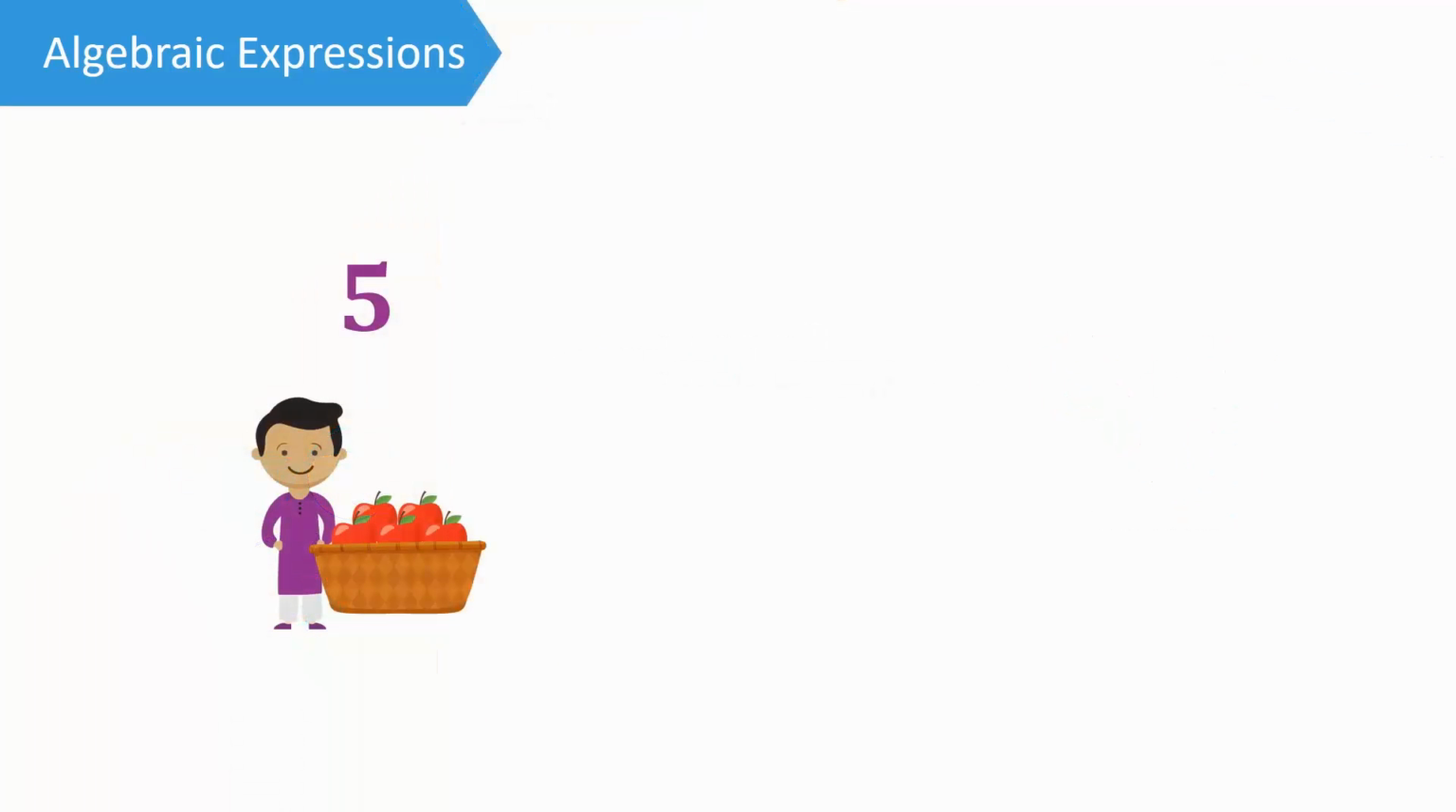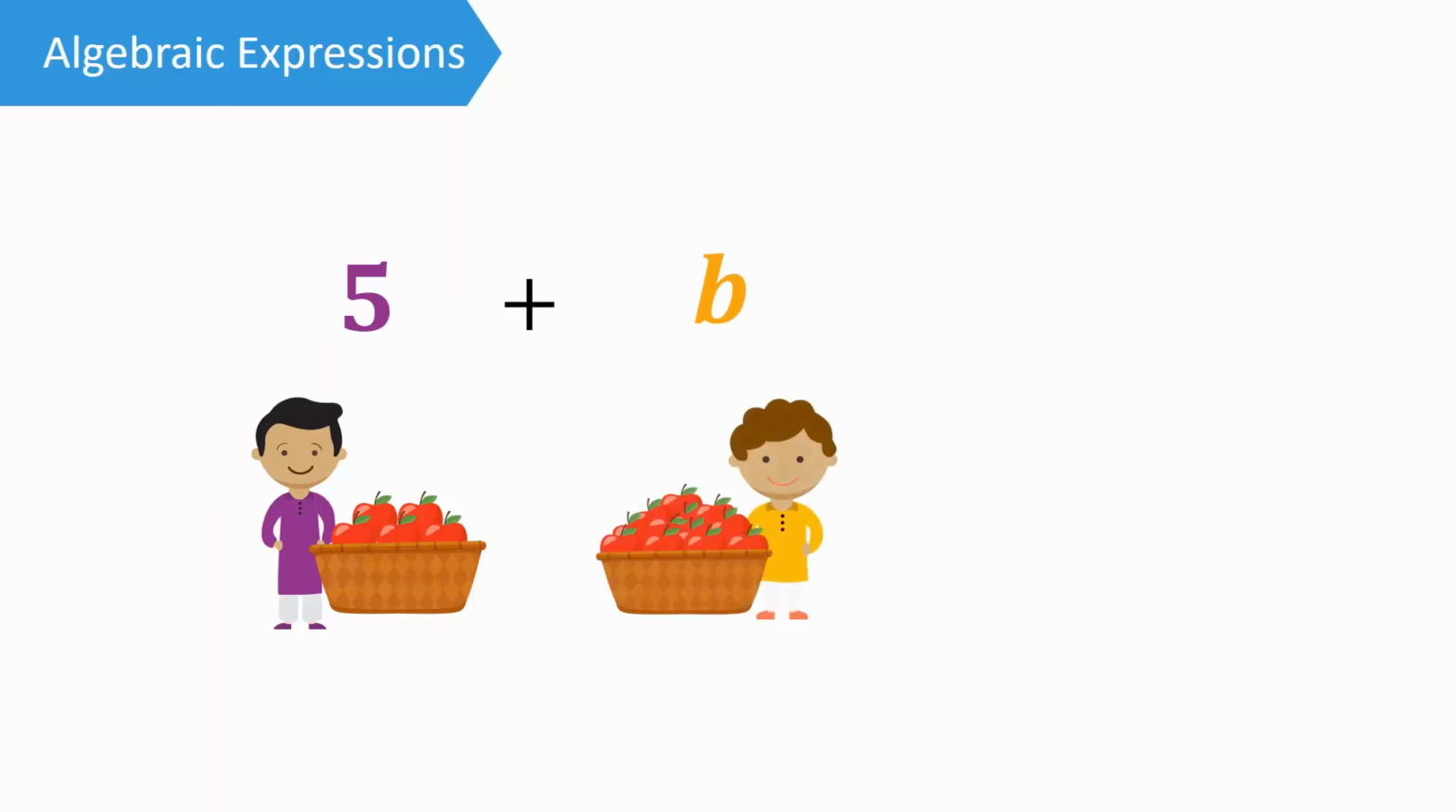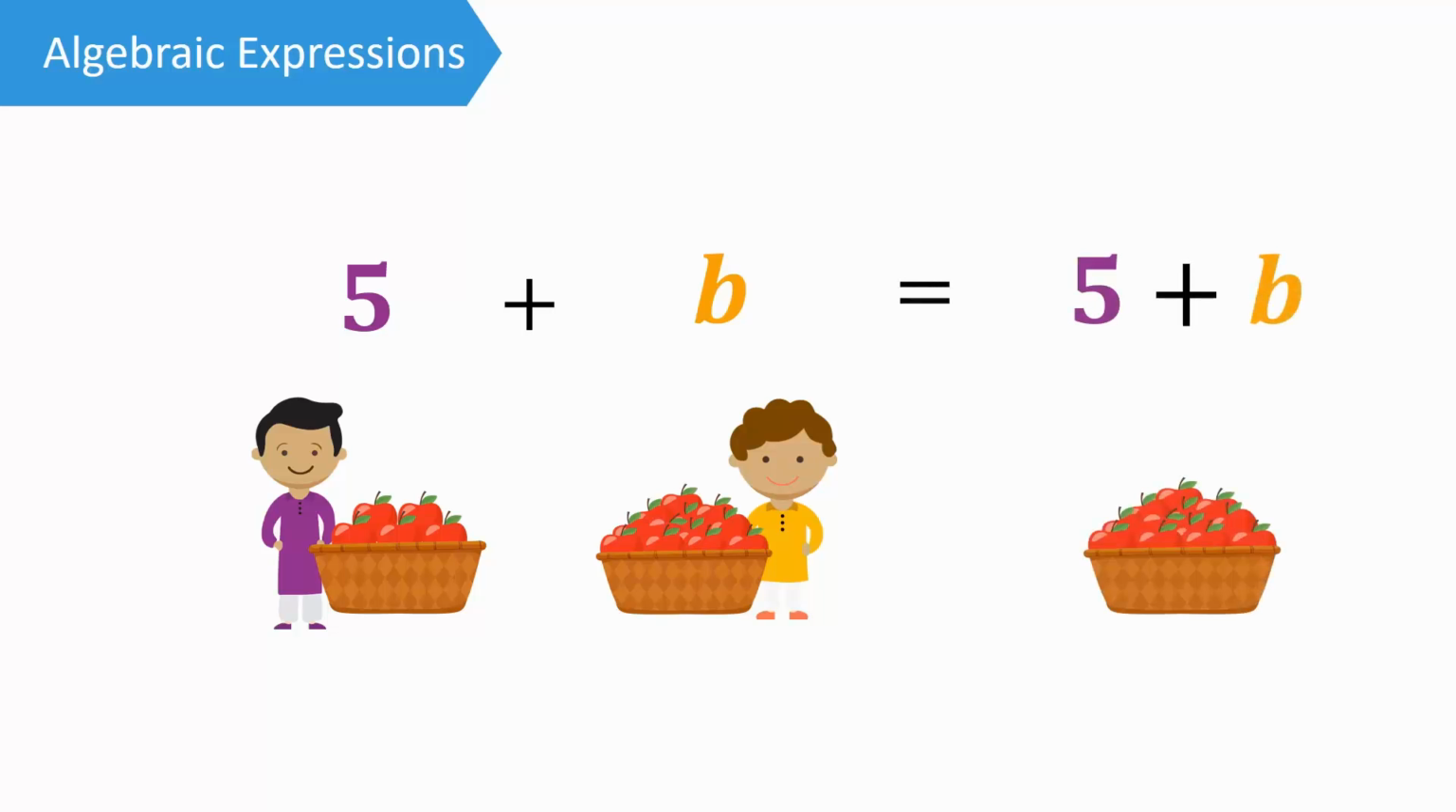Suppose we know that Abdul has 5 apples. Badr gives him B apples. For the total apples Abdul has, our expression will be 5 plus B. We just saw that B is a variable. What about the number 5?